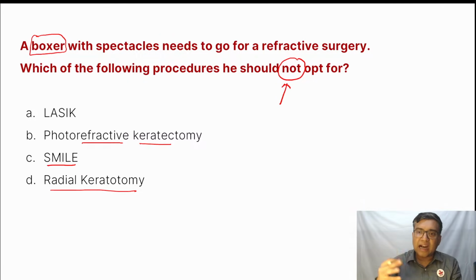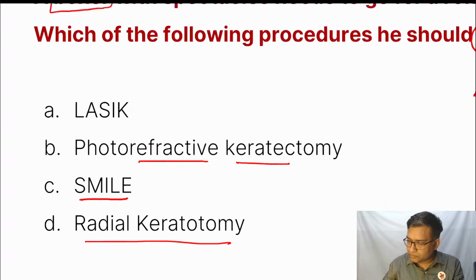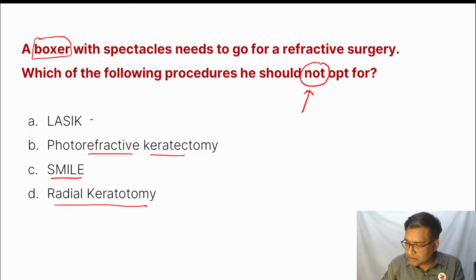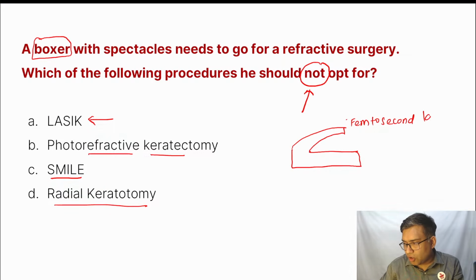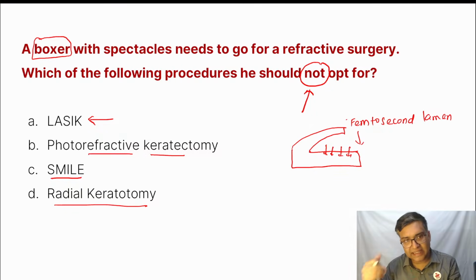So before I go to the answer of this question, what is important is to know what these different types of surgeries are. First of all, we discuss LASIK. What happens in LASIK is that you make a flap with a femtosecond laser or with the help of a metallic blade, and then you put excimer laser on the stromal bed and then you reposition the flap again. This is called LASIK. What happens in a photorefractive keratectomy?